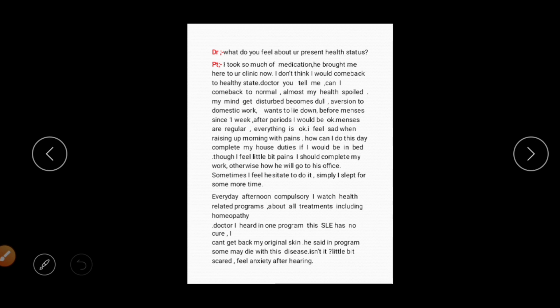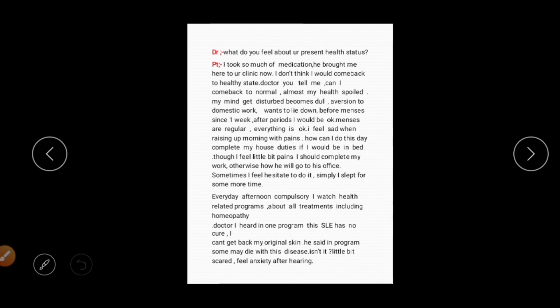Almost my health is spoiled. My mind gets disturbed, becomes dull, aversion to domestic work, wants to lie down before menses, since 1 week. After periods, I would be okay. Menses are regular, everything is okay. I feel sad before the menses. When rising up in the morning, with pains, how can I complete my house duties if I would be in bed? Though I feel a little bit of pain, I should complete my work. This is her commitment towards the domestic works.